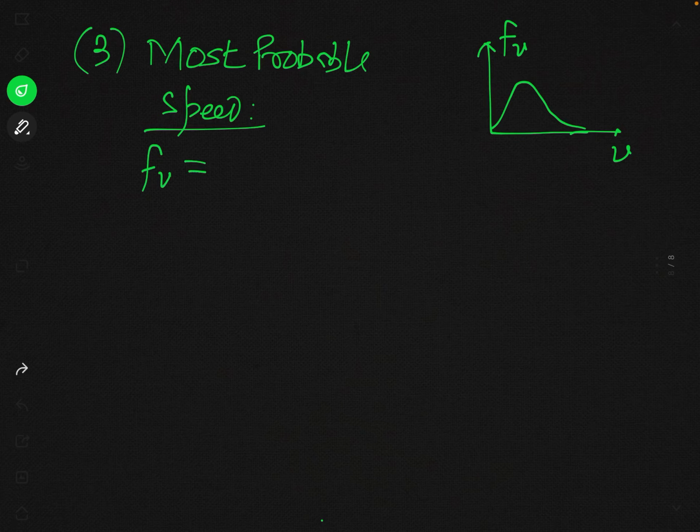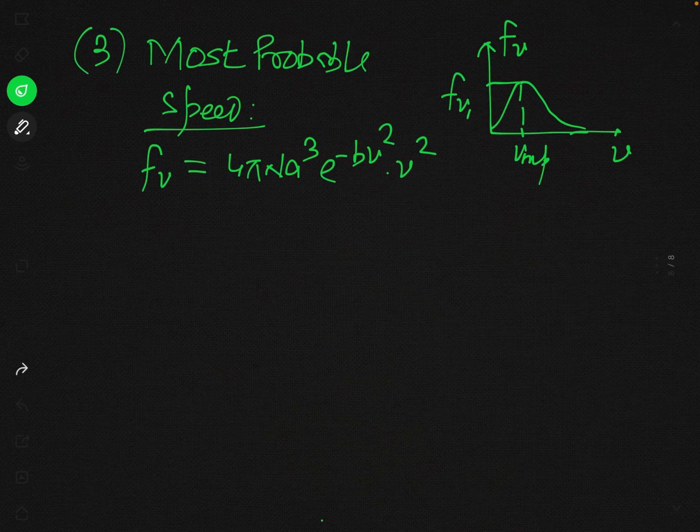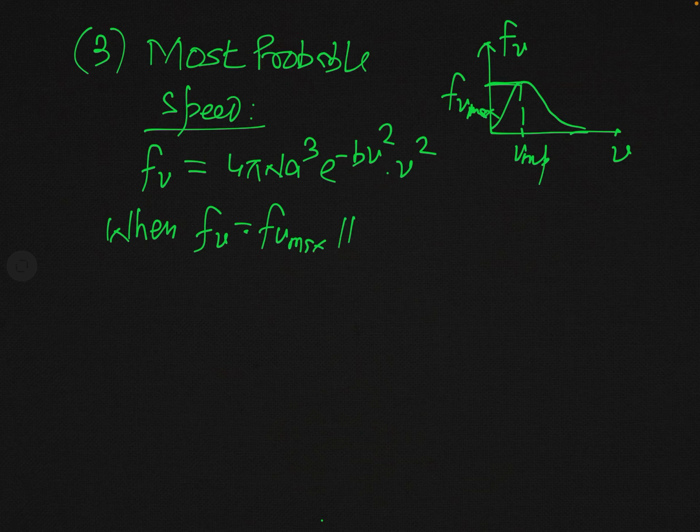Because you know that this f(v) is equal to 4 pi n a cube e raised to the power minus b v square times v square. This is the value of f(v). And you have seen the speed of the molecule corresponding to the maximum value of this f(v) is simply known as the most probable speed. So when f(v) is equal to f(v) max, then v is equal to v mp.